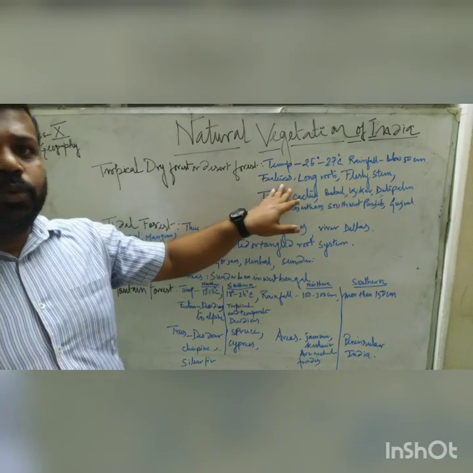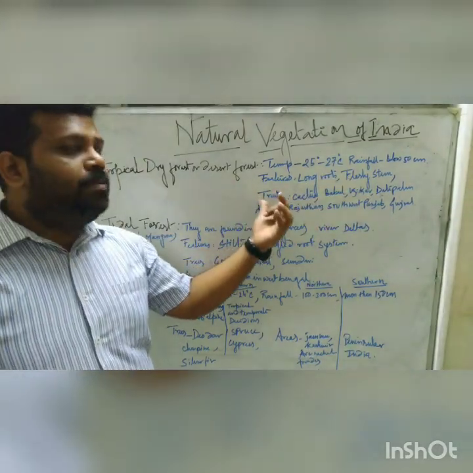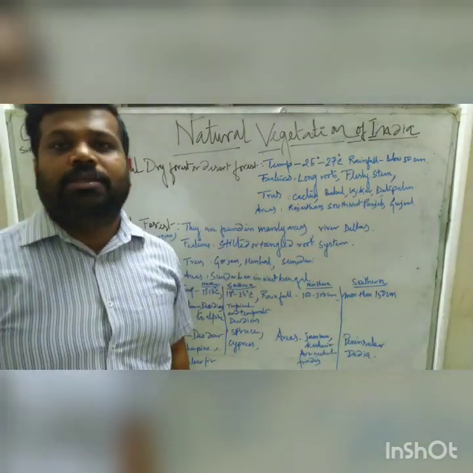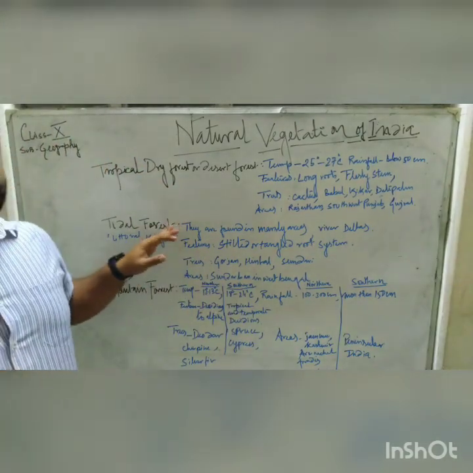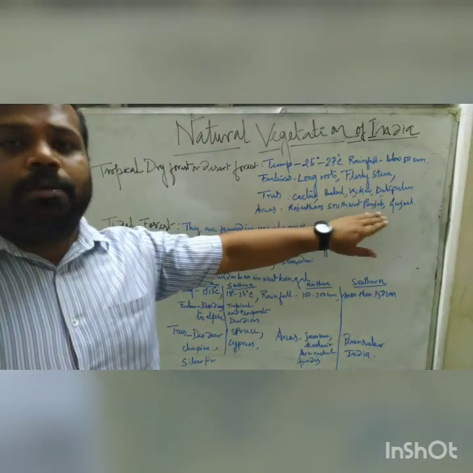Next feature of this forest: they have long roots and fleshy stems. The trees mainly found here are cactus, babul, kikar, date palm. These are the main trees found in this forest. And the areas it is found are Rajasthan, southwestern Punjab, Gujarat.